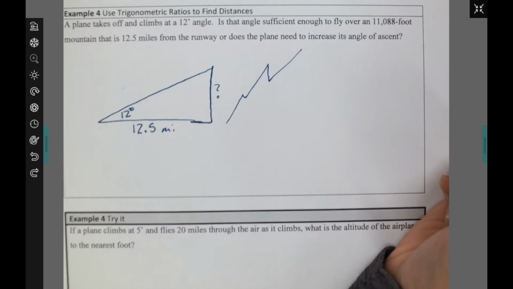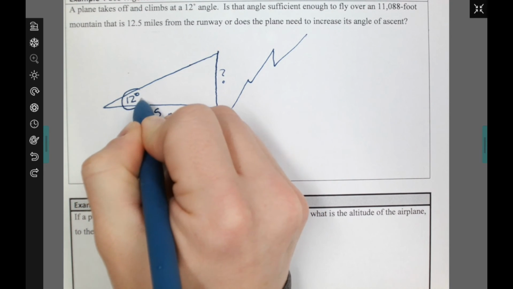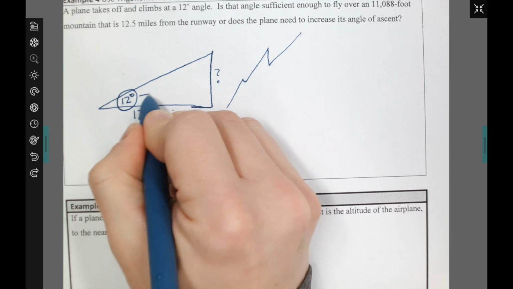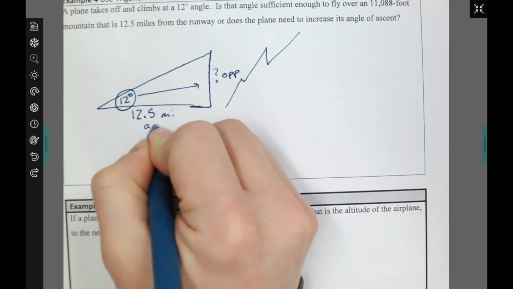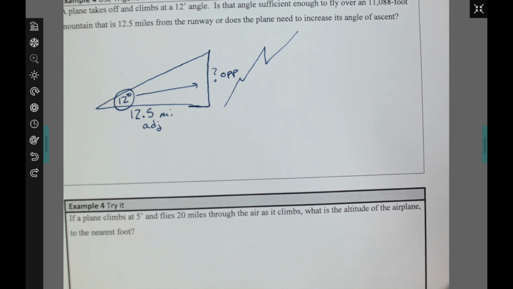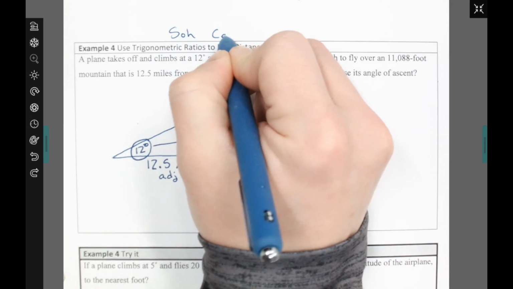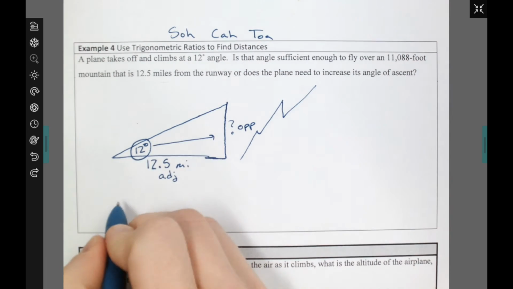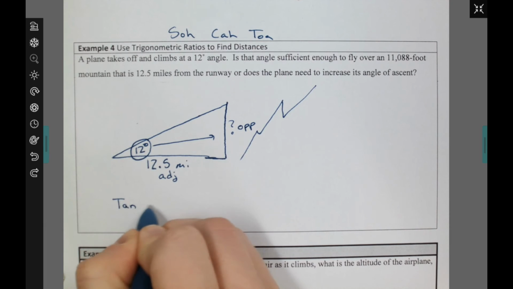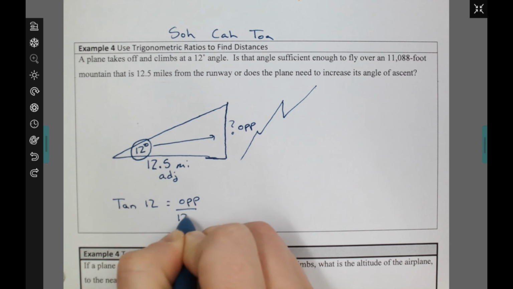So on this problem, what you have to do is go ahead, identify the angle they gave us, and then what two sides are we dealing with? So we are dealing with the opposite and the adjacent. Okay, you go back and think to our right triangle trig, so our SOHCAHTOA. Which of the three deals with opposite and adjacent? Well, it's going to be the tangent. So we know for this problem, the tangent of 12 is going to equal the opposite over 12.5.